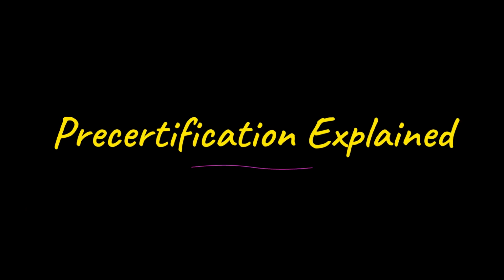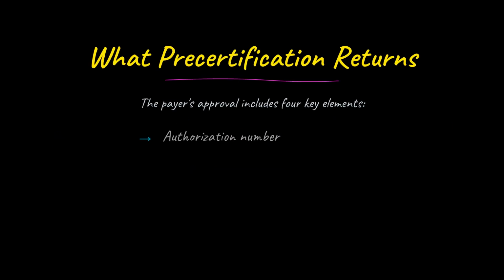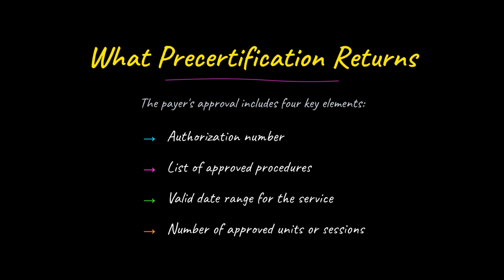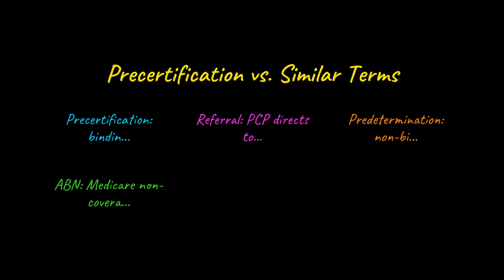Pre-certification, also called pre-authorization, is the process where a payer confirms in advance that a planned service is medically necessary and will be covered. It's a prospective binding approval obtained before the service is rendered. When a pre-certification is approved, the payer returns an authorization number, the approved procedures, valid dates during which the service can occur, and the number of approved units. The practice records all of this and references it on the claim.